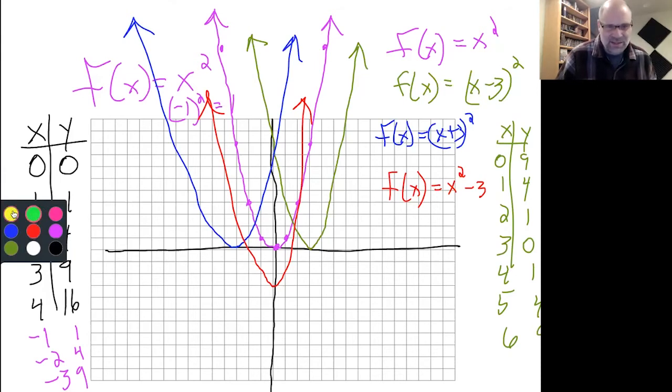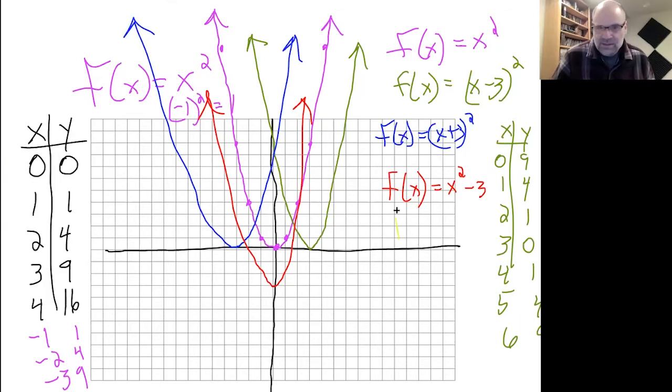This is just a, let's try this color. I don't know if it'll work. So f of x, ooh, that won't work. So let's try this fancy green. F of x equals negative x squared. Well, that just flips it upside down.